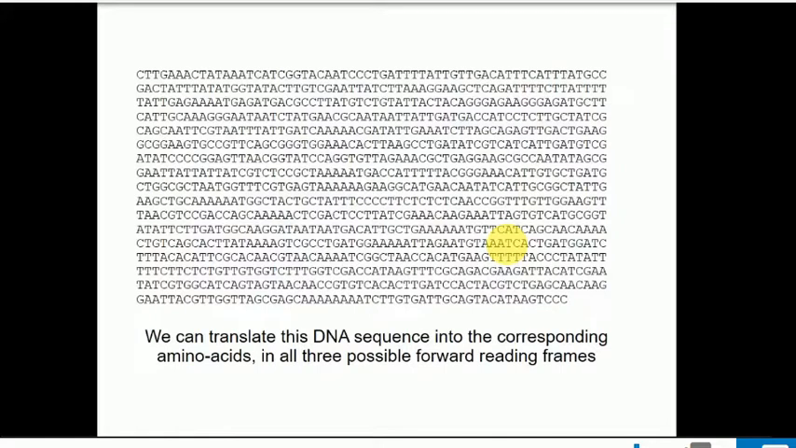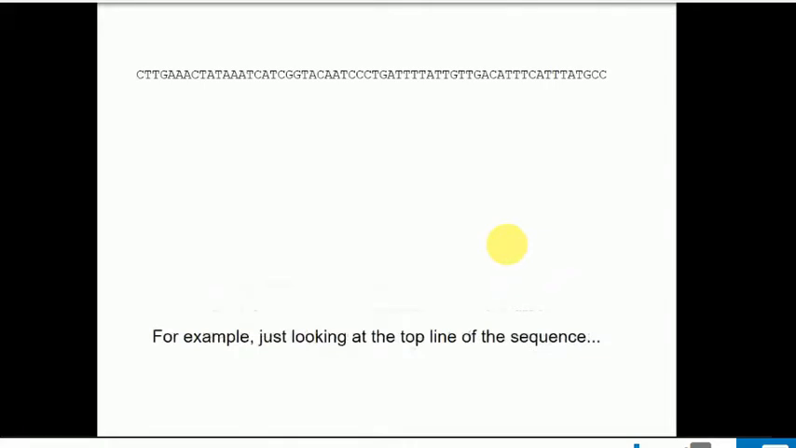Okay, well, we'll see if you're right or not, because I'm going to show you how it looks in just a minute. In order to identify the gene in this, you want to translate that DNA sequence. But remember, there's three possible reading frames in which the DNA sequence could be translated. And actually, there's six, because we need to look at both strands. So let's just look at the top line of that sequence.